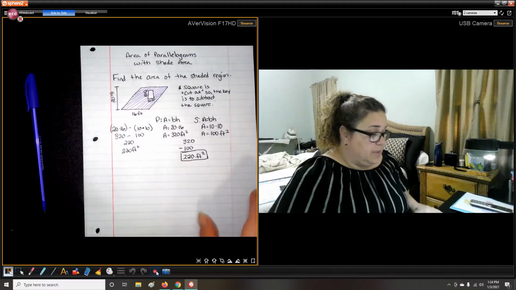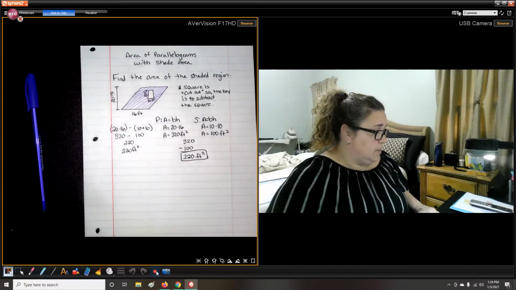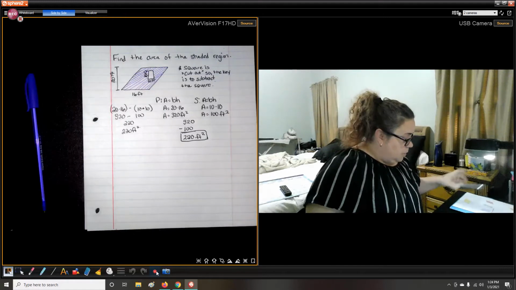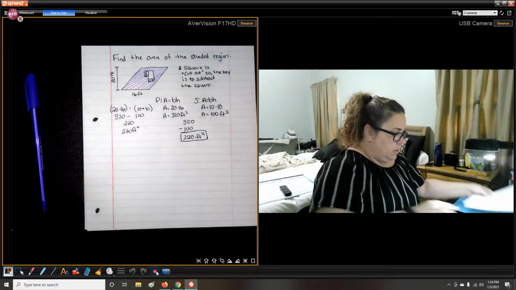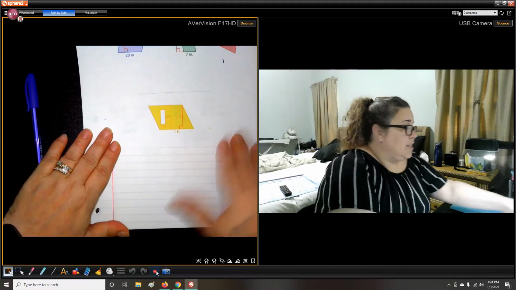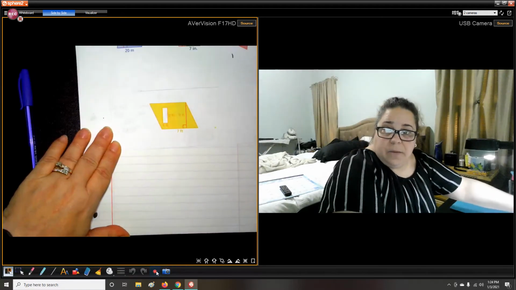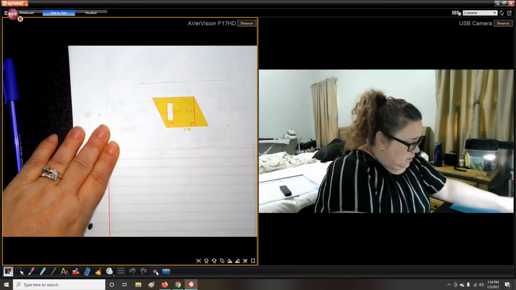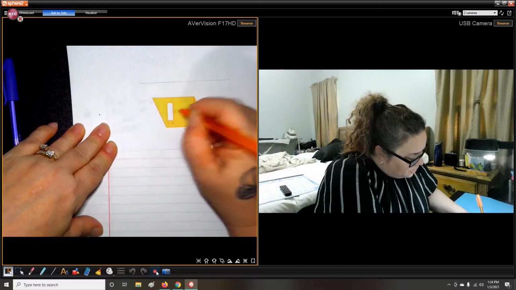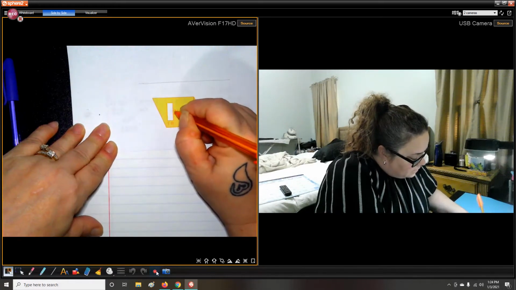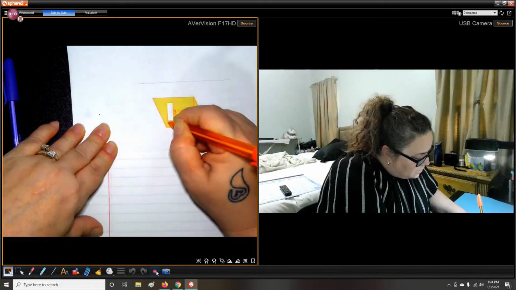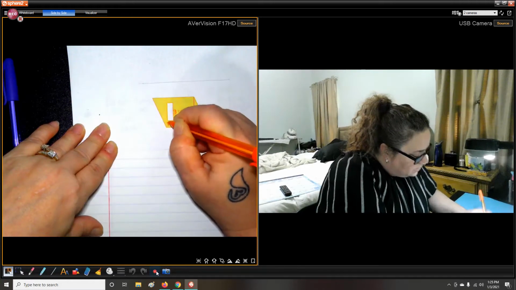Okay, so that was one example. Let's do one more example. I have a sample here we're going to use. Okay, so this one's a little hard to see, so I'm gonna increase it a little. And I will tell you that this is 3 feet. This is 5 feet. I know it's hard to see, and this is 1 foot.